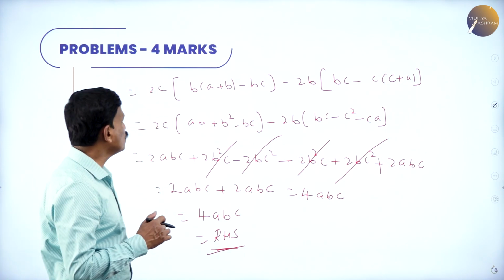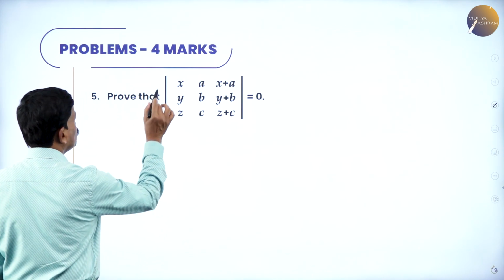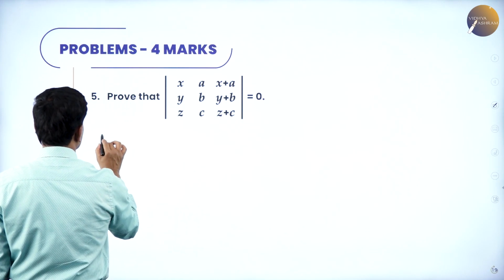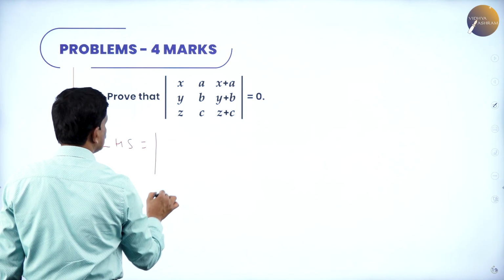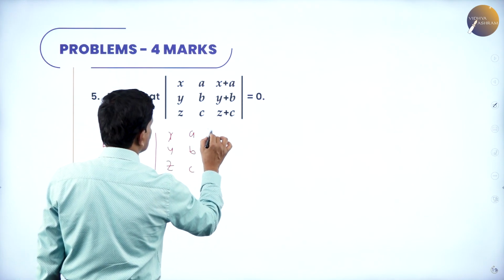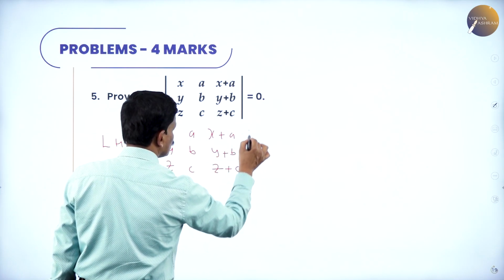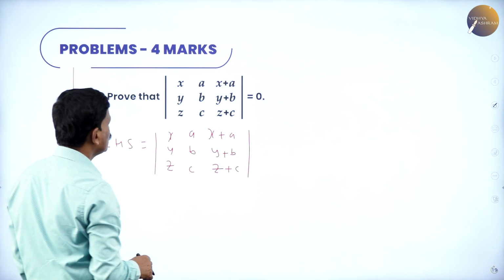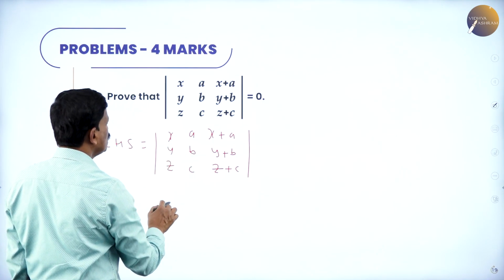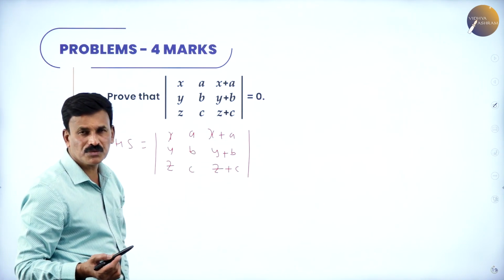Okay. Now let us come to the next problem. This is a very easy problem. Prove that the determinant with rows x, y, z; a, b, c; x plus a, y plus b, z plus c is equal to 0. So take the LHS: x, y, z; a, b, c; x plus a, y plus b, z plus c. Now very simple. See here, if you add these two, you get x plus a, y plus b, z plus c, and then two rows will be equal, and you will get the answer.